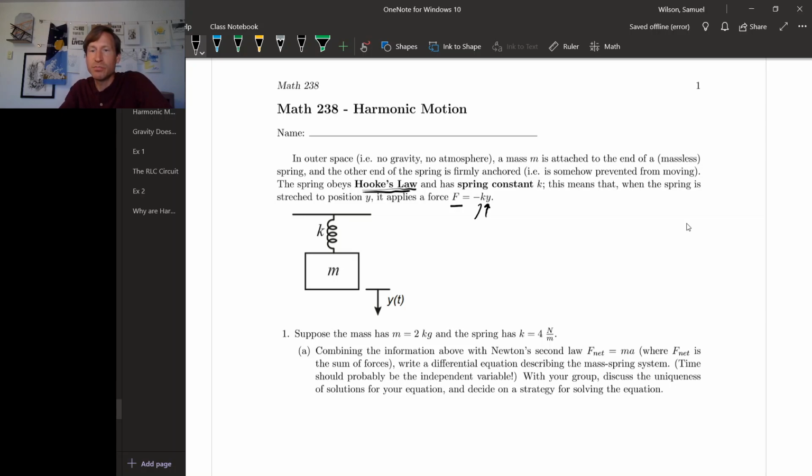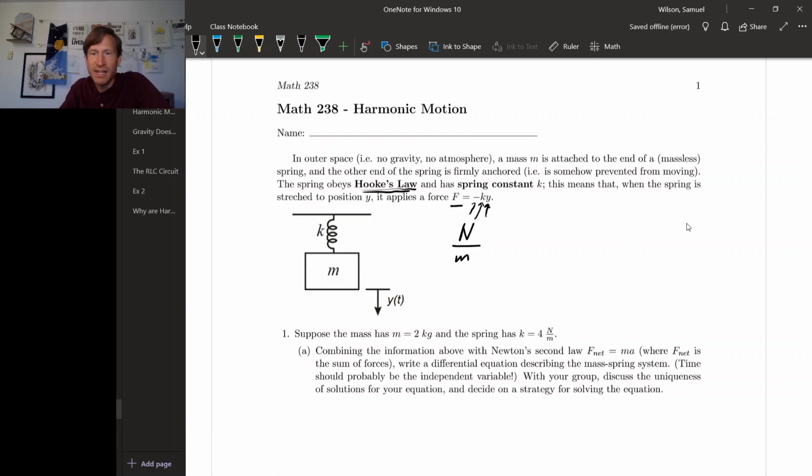K is the constant of proportionality that just tells you how strong the spring is. So the larger K, the stiffer the spring. The units for K usually come in force units, so newtons per distance unit, so that would be per meter. Right, so if K is larger, that means it's exerting more newtons for every meter that you stretch the spring.